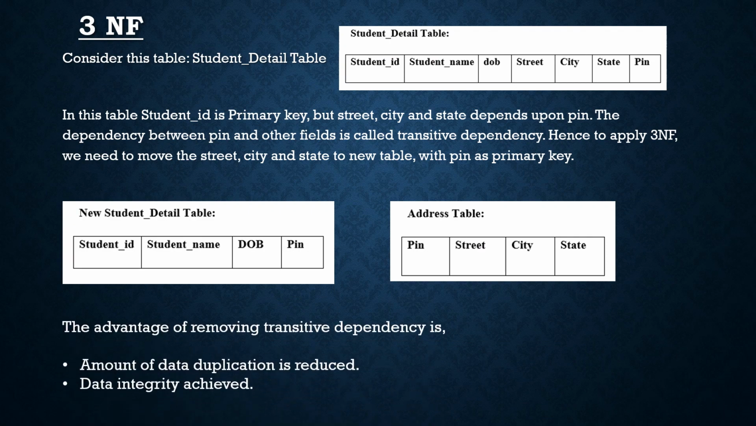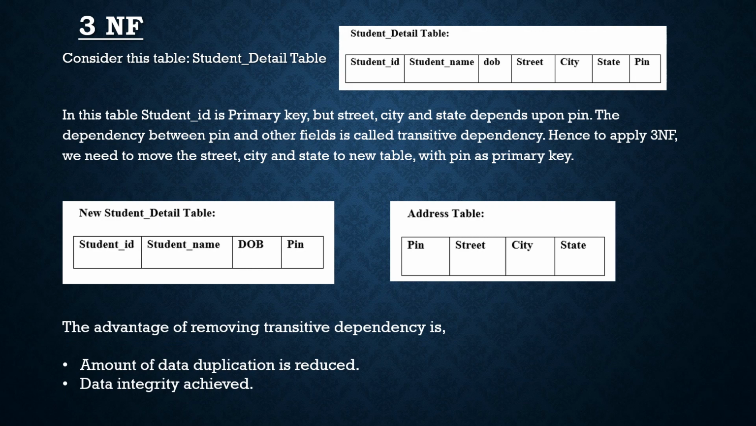And the advantage of removing transitive dependency is amount of data duplication is reduced. That means data redundancy. And second one is data integrity achieved. Data integrity means which depends on the different types of data types. So advantage of removing transitive dependency is, first one is amount of data duplication is reduced. Data integrity achieved.